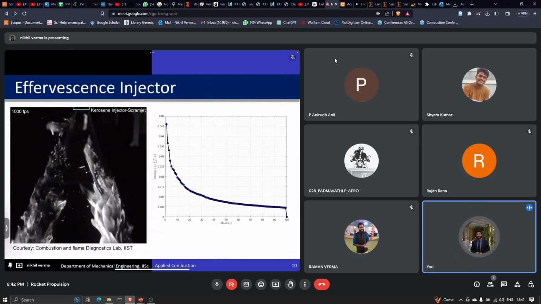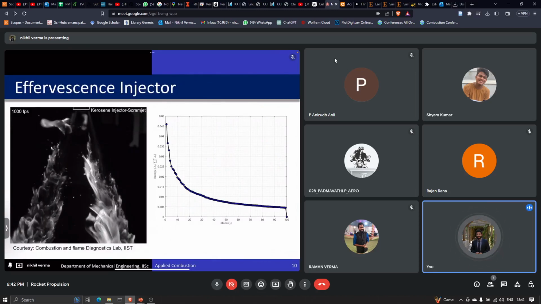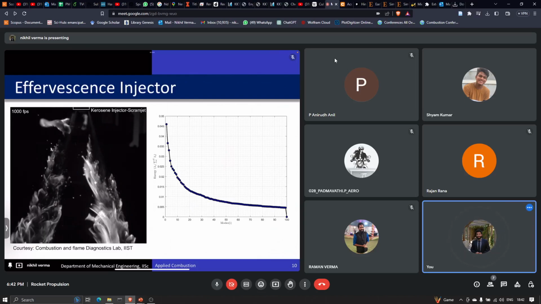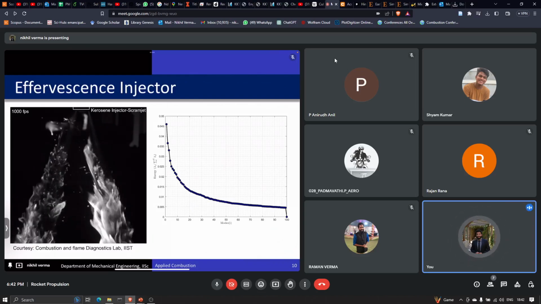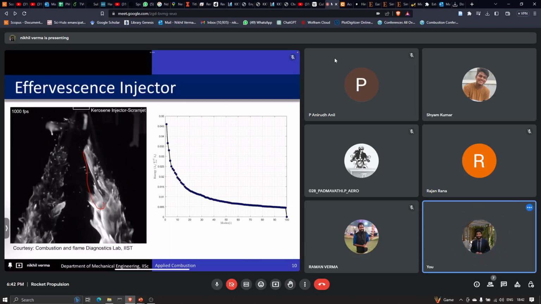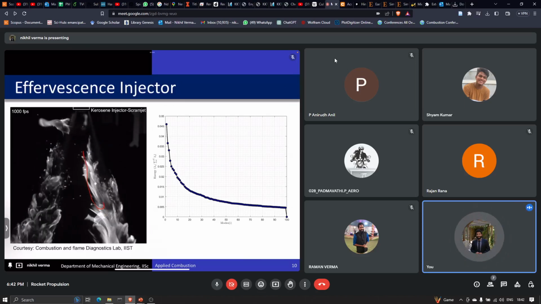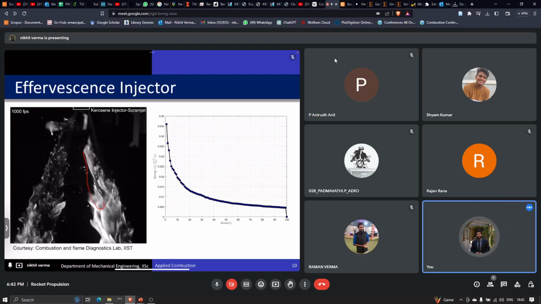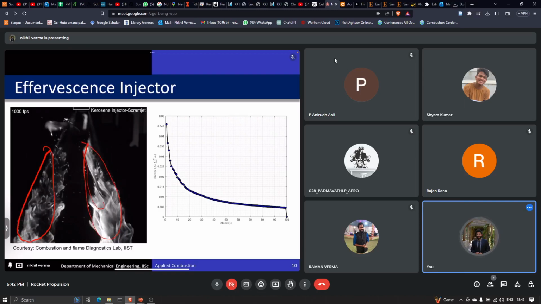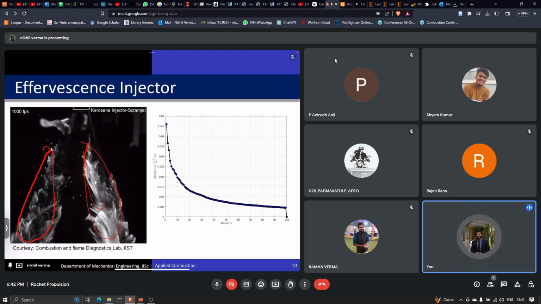So this is the kind of injector you see in a liquid rocket engine. You can see the flame that is coming in. We have different phenomena happening, such as the shear layer that is there. They also create some kind of sound which can couple with the liquid rocket engine.